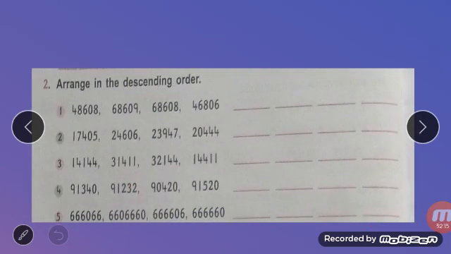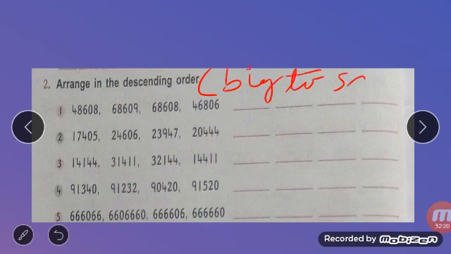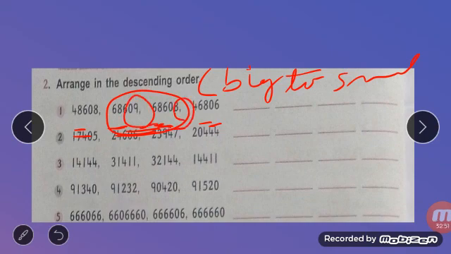Descending order means big to small. Big to small means you have to find out the greatest number. Here 48, here 68, here also 68, here 46. All have the same number of digits, isn't it? So you have to see these two, 4 is smaller than 6 and 6. So you have to compare first these two numbers. 68, 68 same. Then next to that 6 is there, 6 is there, 0 is there, 0. So you have to see the ones place only, ones place 9, 8. So 9 is the greater one.